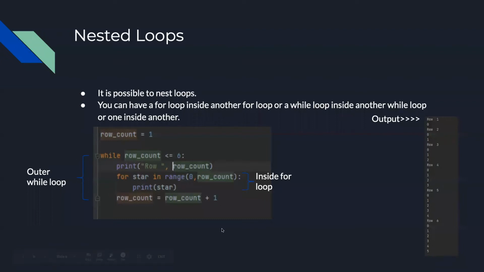And now our nested loops are done executing. So nested loops can be quite complicated to understand and read through. Any questions on that before I move on to the next slide?